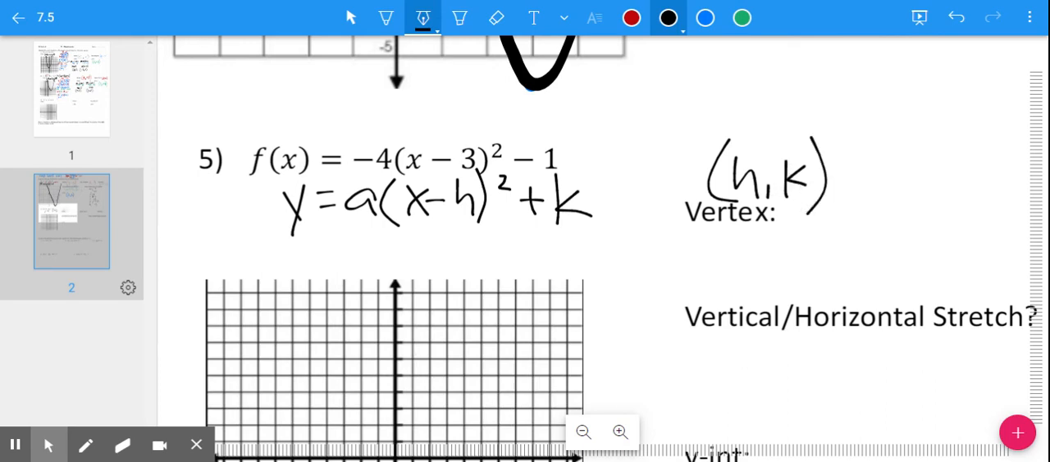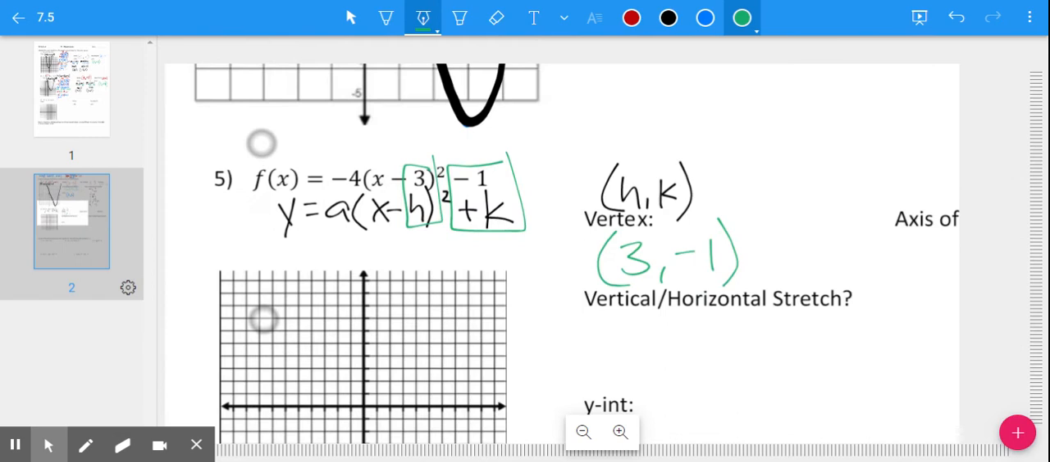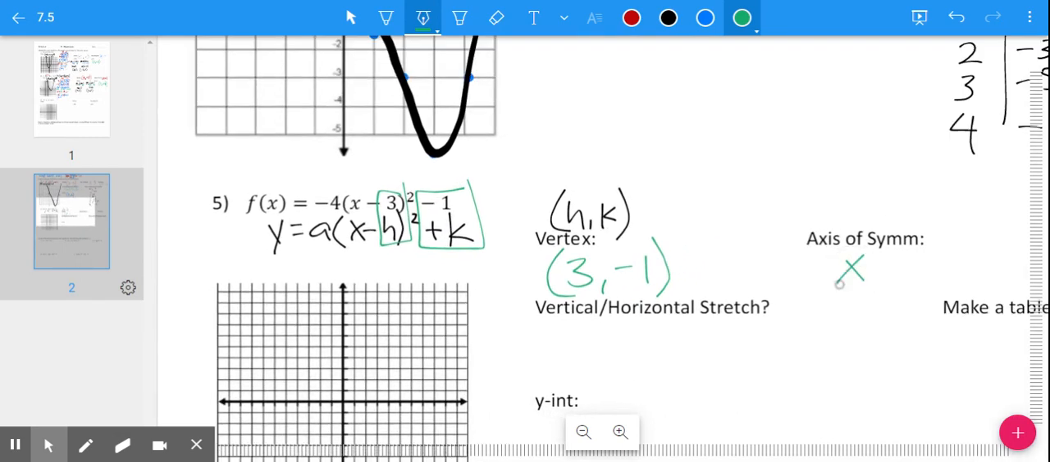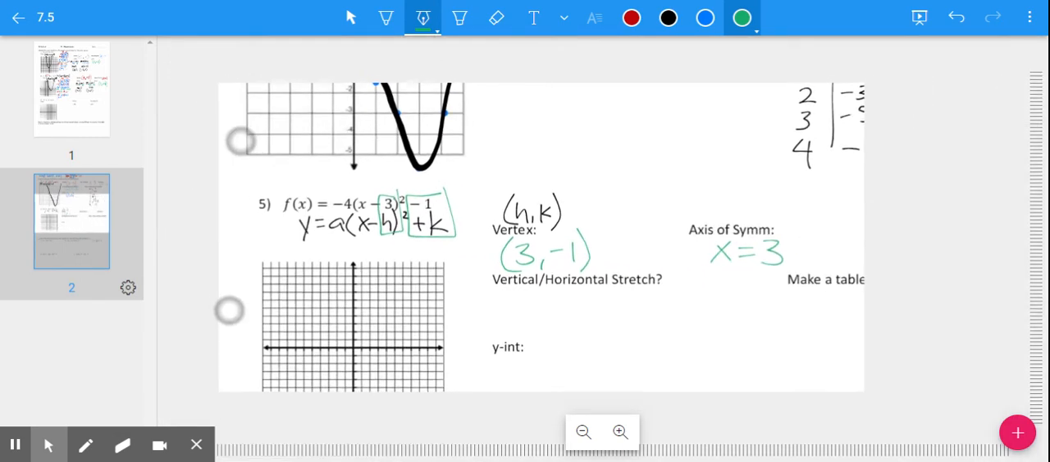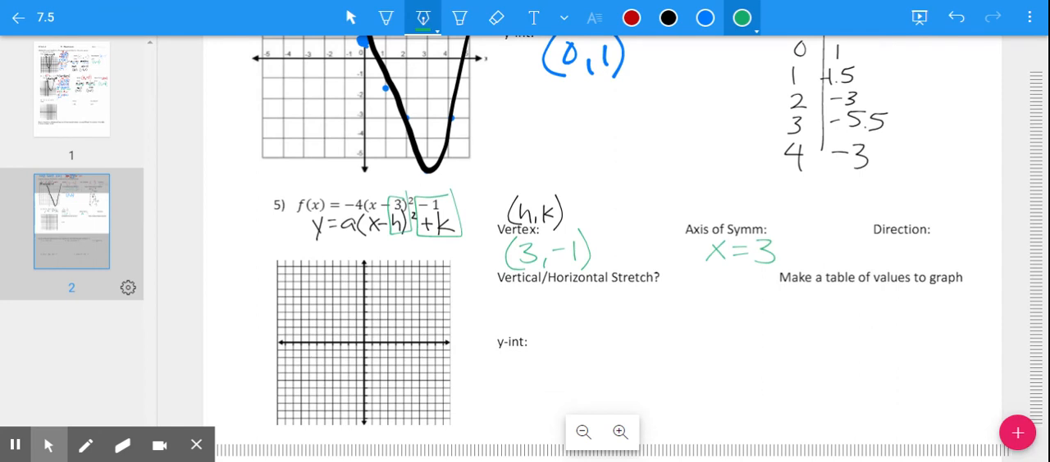So the number in the h position is that 3. And the k is -1. Which means your axis of symmetry is x equals 3. The direction of this, because your a value is negative, means it's going to open down. Your a value is 4, so that's a vertical stretch with a scale factor of 4.